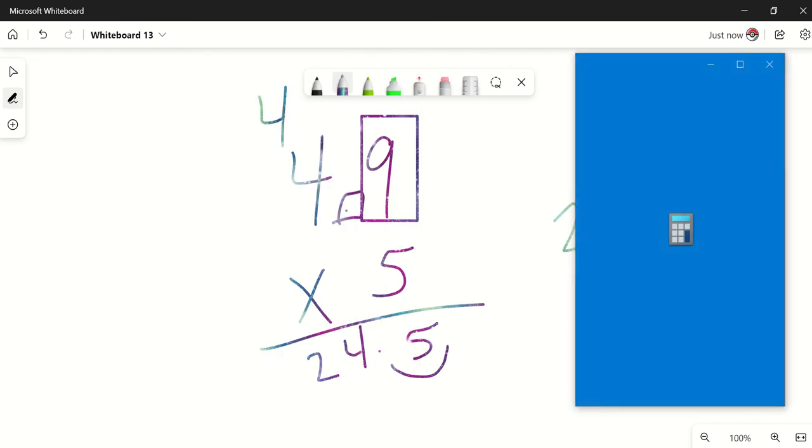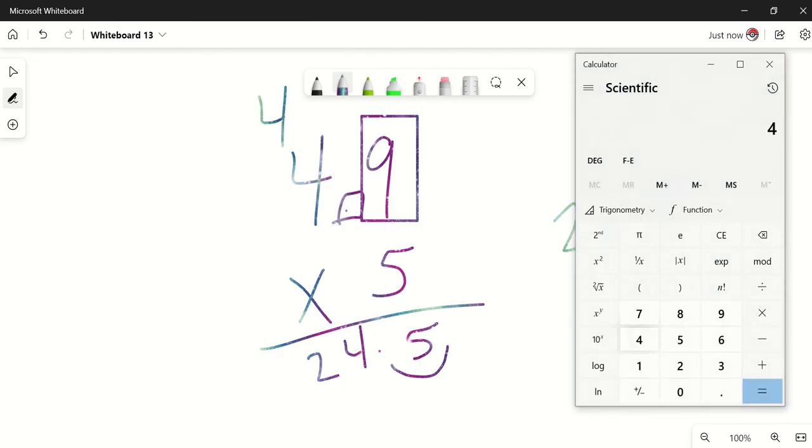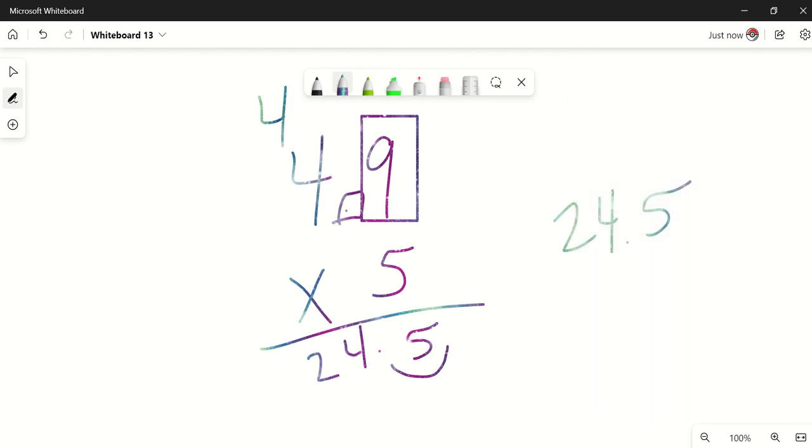If you did, you're a math genius, and thank you for going and checking your work. 4.9 times 5 should equal, drum roll please. Oh, the fan came on for the drum roll. I see how it is, technology. 24.5, which is exactly what we got, and we're good.